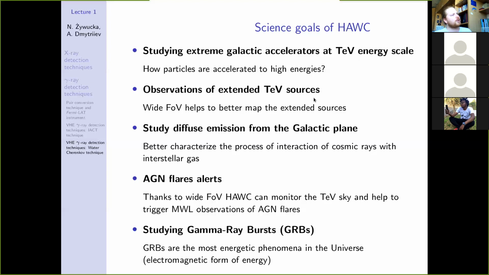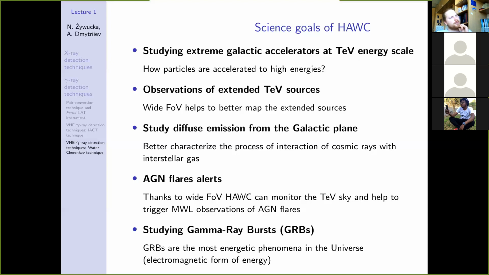Next, observation of extended sources. Many sources in the galaxy, for instance, the Large Magellanic Cloud or the Crab Nebula, are extended. It means that the size of the source is larger than the PSF, the point spread function of the telescope. Obviously with Cherenkov telescopes like MAGIC, you cannot observe very extended sources well, because the source might be much more extended than your field of view.